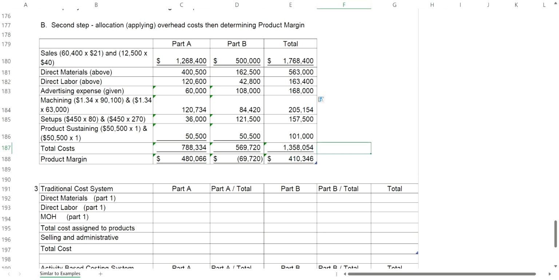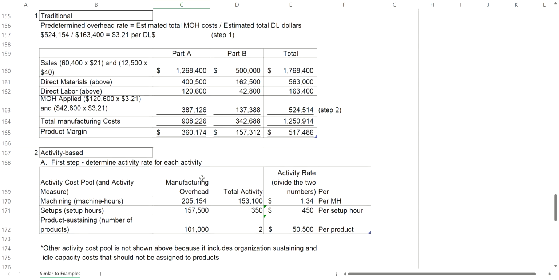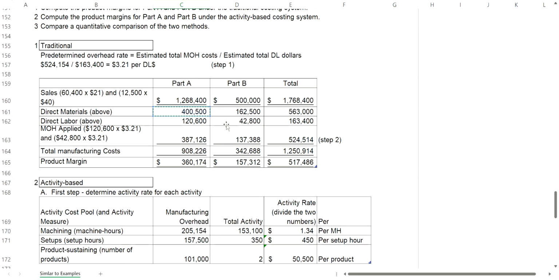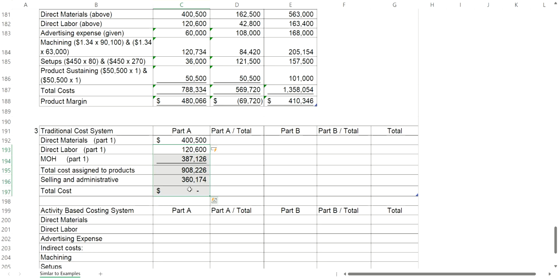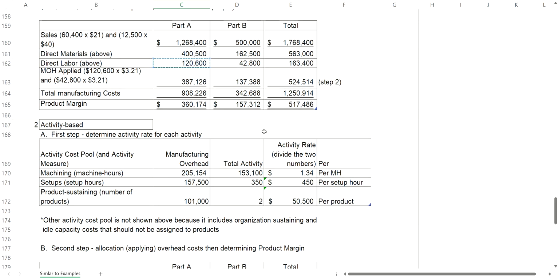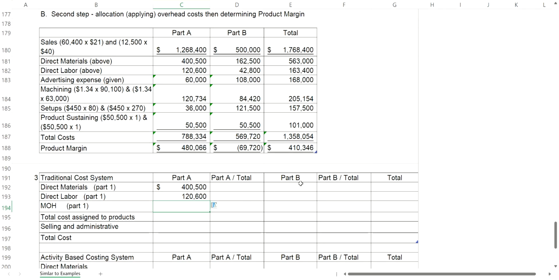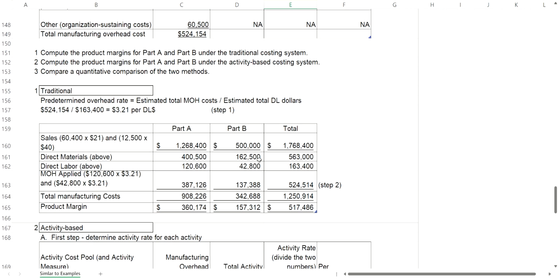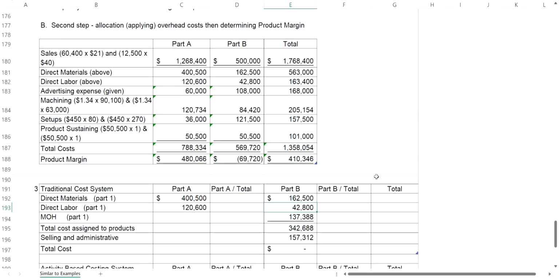Okay, for the next part of it, we are going to compare the traditional with the activity-based. Okay, so let's start with bringing down our information from the traditional. So in part one, we'll go back up. Our materials were 40,500. Our labor for A was 120,600. Okay, we'll come back to percentages. For B, materials was 162,500.